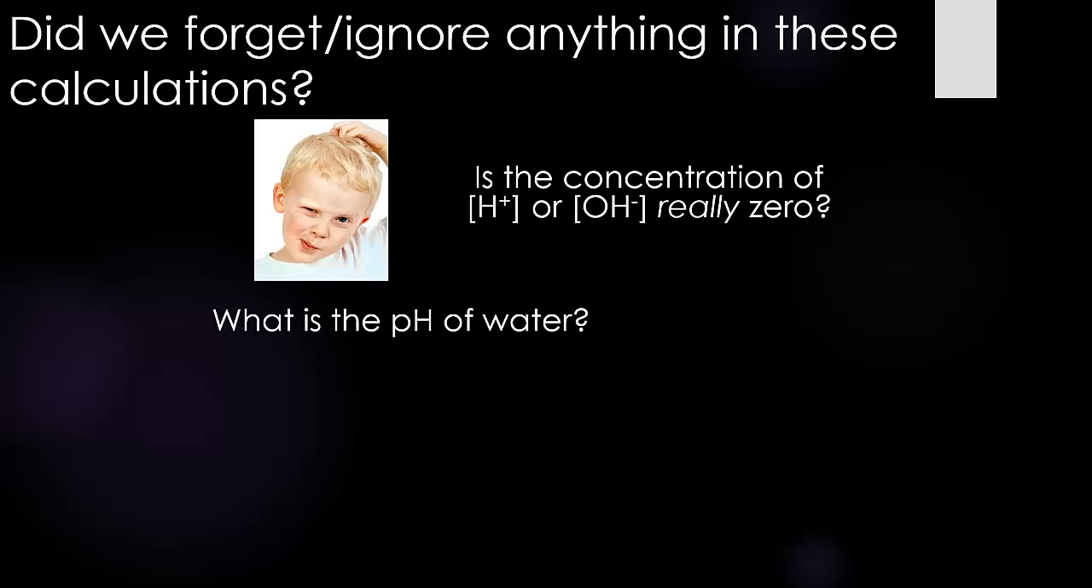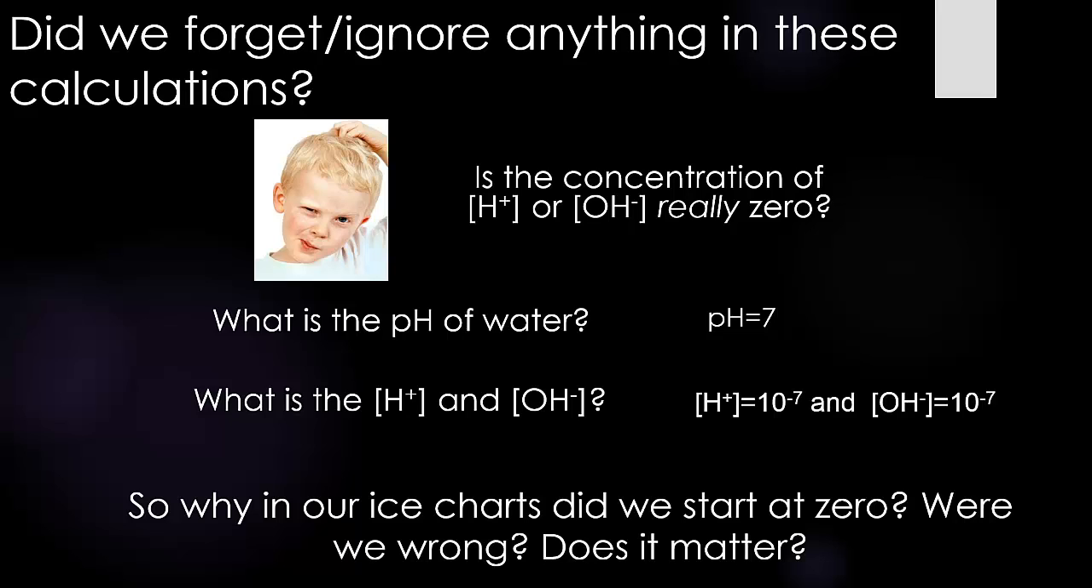Let's remind ourselves to what degree, by putting it in the context of things that many other people tend to know from earlier science classes. The pH of neutral water at 25 degrees Celsius is 7. What does that mean about the H plus and OH minus concentrations? They must both be about 10 to the negative 7th, depending on the exact temperature. But that isn't 0. So why do we start our ice charts at 0? Was that wrong? Does it matter?